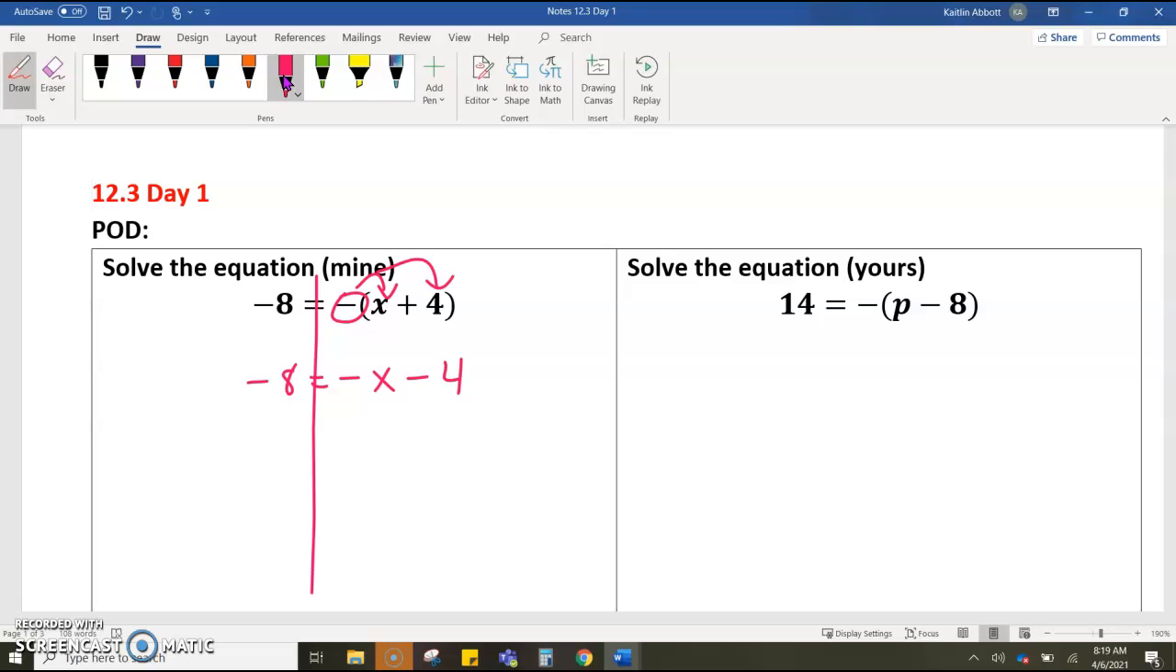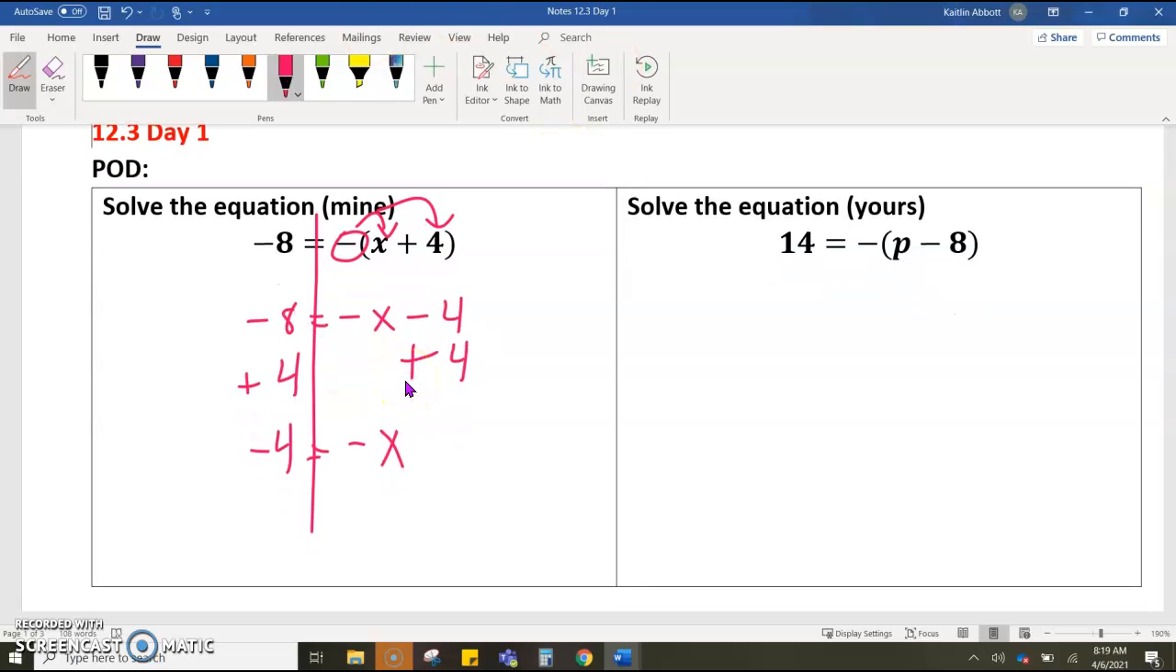Okay, then I solve for x, so I'm going to add 4 to both sides. And then -8 plus a positive 4, different signs, so we're going to subtract. 8 minus 4 is 4. Keep the sign of the bigger number, it's negative. Equals negative x.